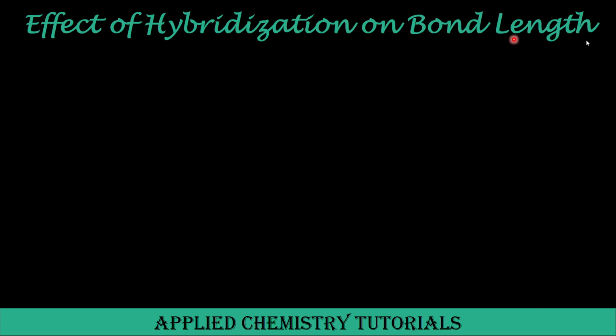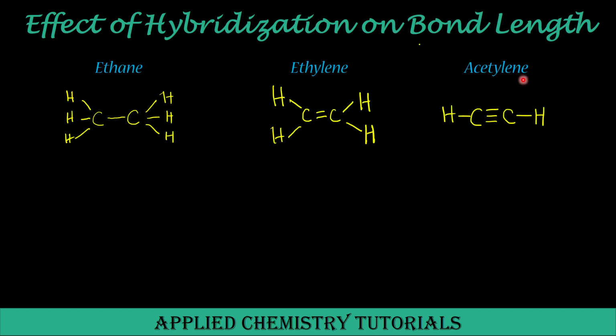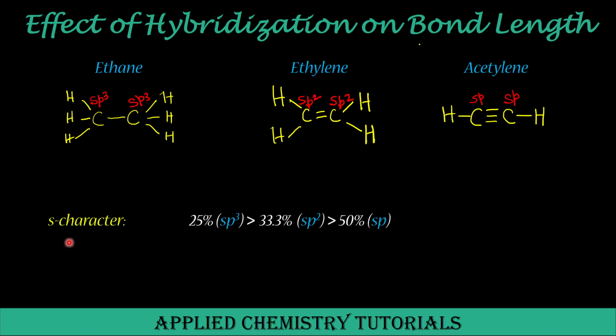Now coming to the effect of hybridization on bond length, we discussed a little bit about this in our previous video. You can go and check those. We'll discuss the reason behind this. So in ethane, ethylene and acetylene, all of these three compounds have 2 carbon atoms. In ethane, carbons are sp3 hybridized, ethylene sp2 and acetylene sp. Now if we compare the s character, in ethane sp3 that is 25%, in ethylene sp2 that is 33.3%, and in acetylene the s character is 50%.